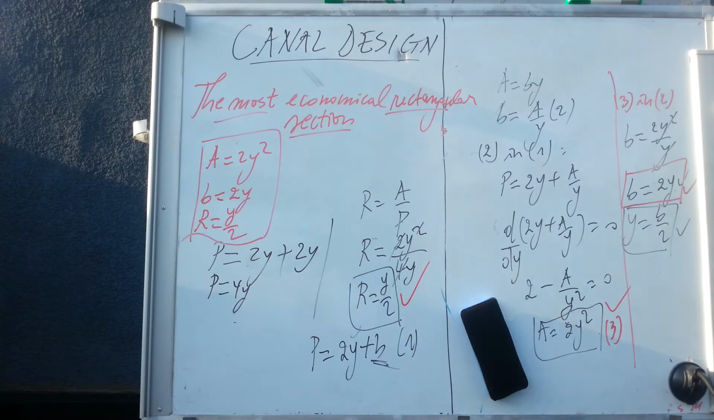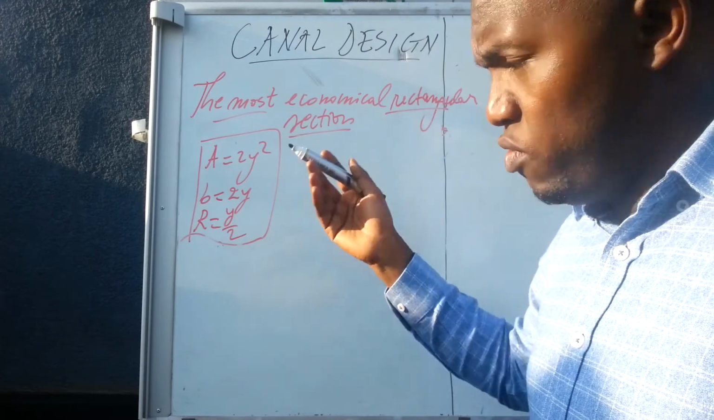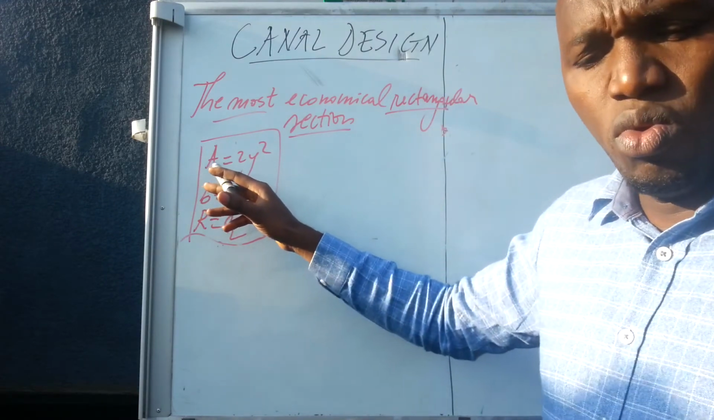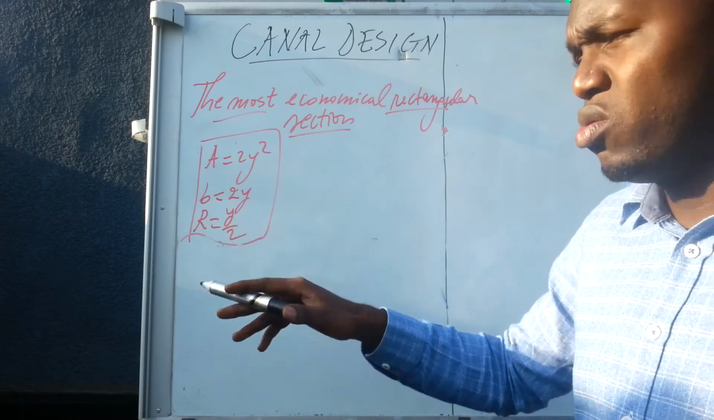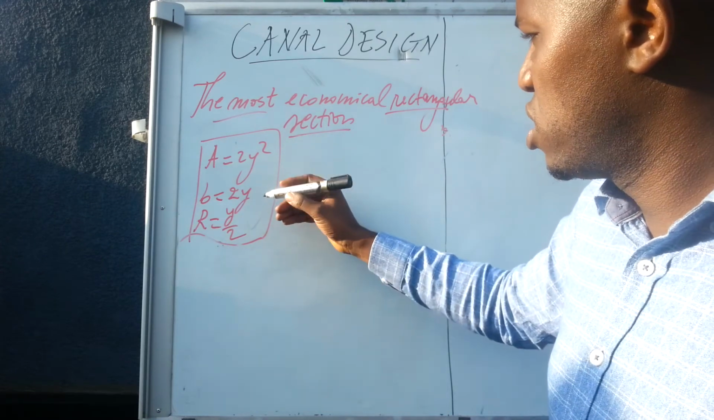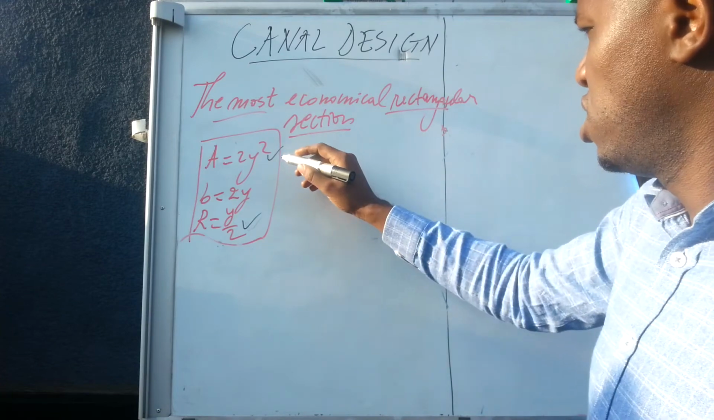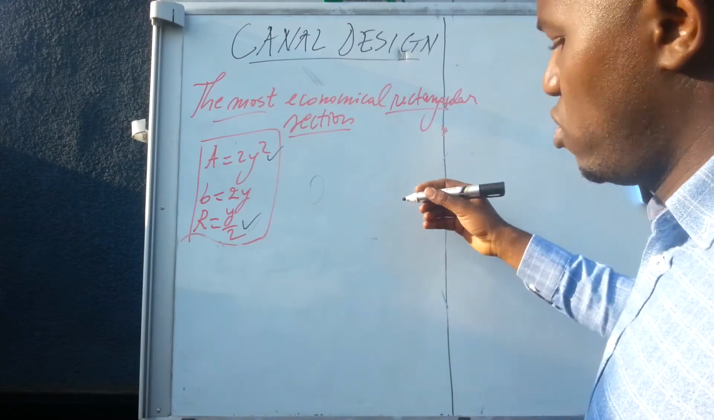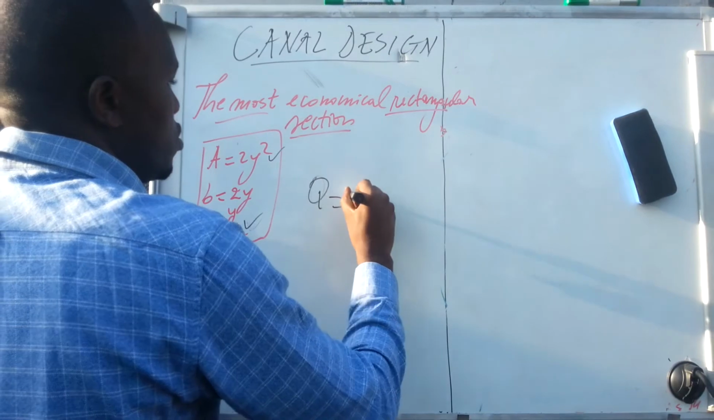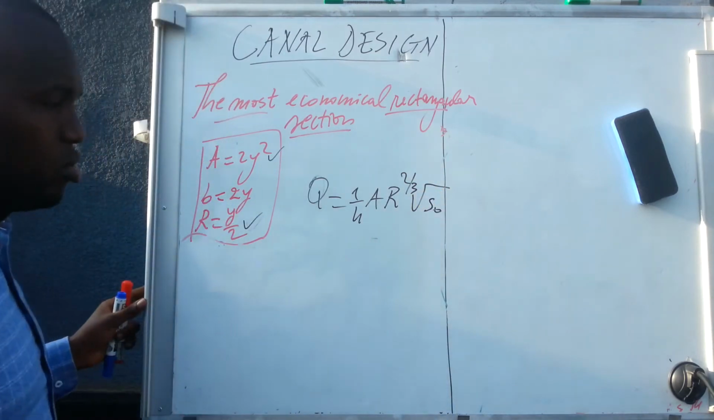Let's see through an example. When you want to design the most economical rectangular section, you have to keep in mind that the area is equal to 2 times y squared, b is equal to 2 times y, and r is equal to y over 2. The hydraulic radius and the cross-section of the flow are just expressed in the formula of Manning. Meaning what? If you have Manning like this, 1 over n, area, r to the 2 over 3, square root of the slope.